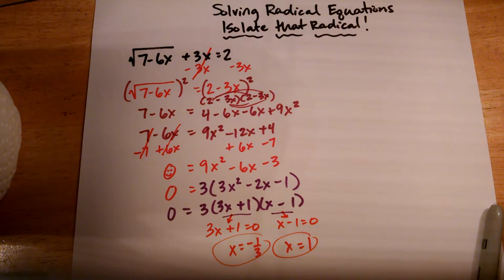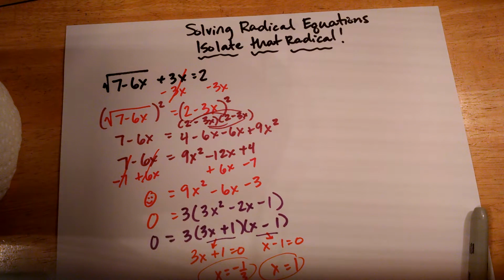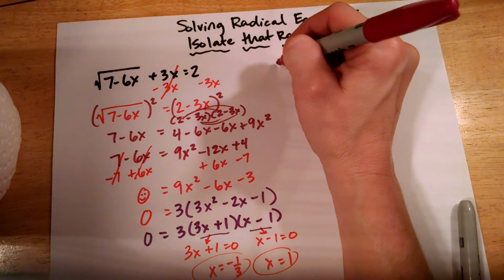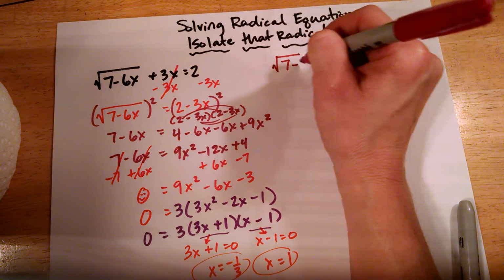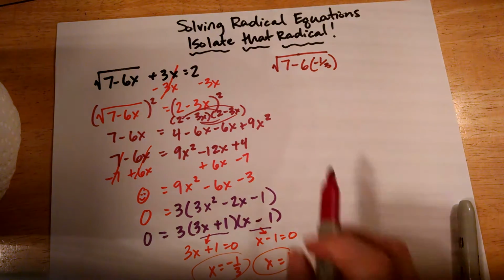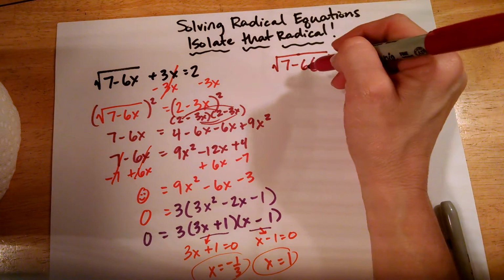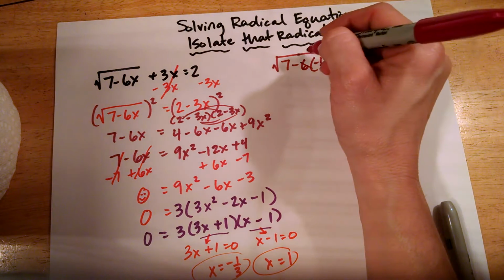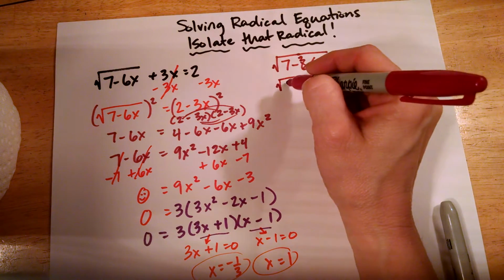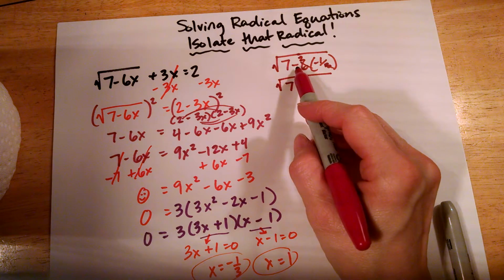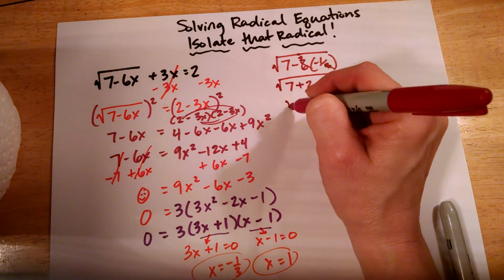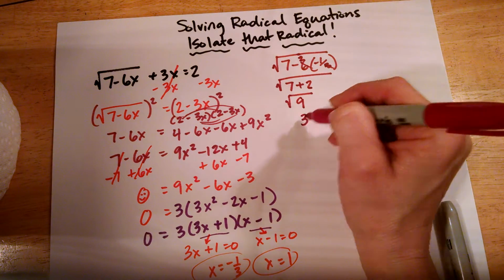Okay, so let's go ahead and plug them in. I'm going to try the negative 1/3 first. Okay, so I've got square root of 7 minus 6 times a negative 1/3. Okay, that's a 3. So I'm going to go ahead and cancel this, or simplify this. So I've got square root of 7 minus negative 2 times negative 1, so plus 2, which is the square root of 9, which is 3.